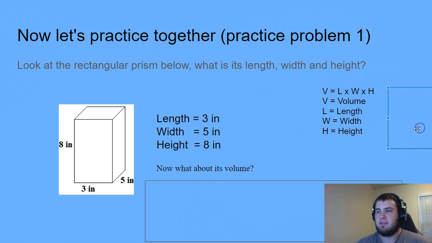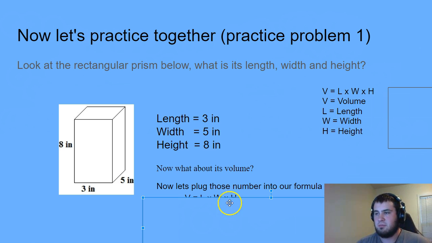Okay, now let's check our answers. Our length is 3 inches, our width is 5 inches, and our height is 8 inches. Go ahead and double check on your worksheet now and make sure you came to the correct answer. Now we're going to look at the volume and see if we can figure out the volume from these 3 different numbers. Now remember, our formula is volume equals length times width times height. So we have to multiply these 3 numbers together to come to our volume.